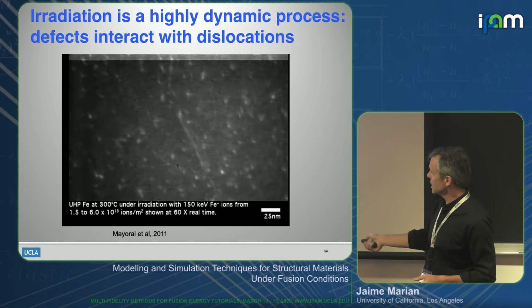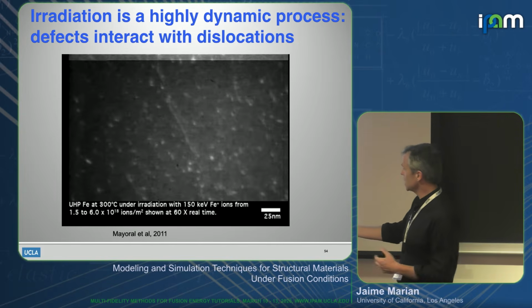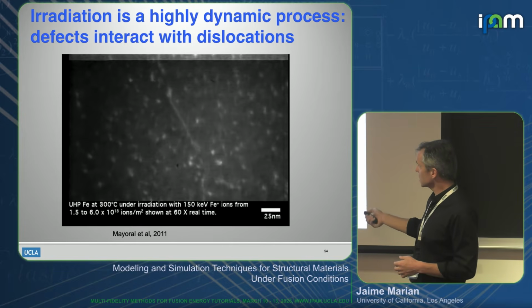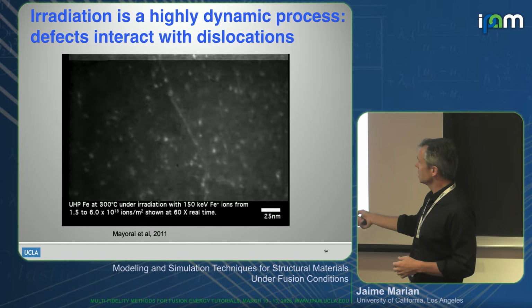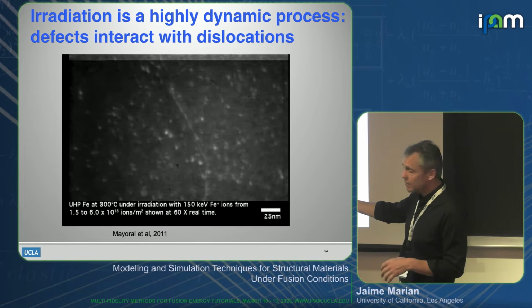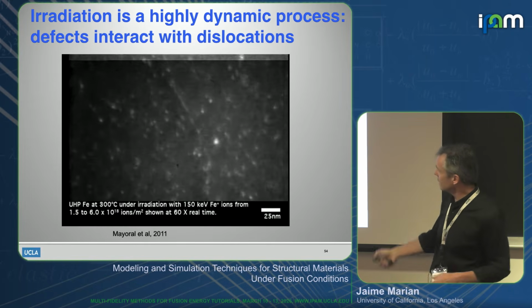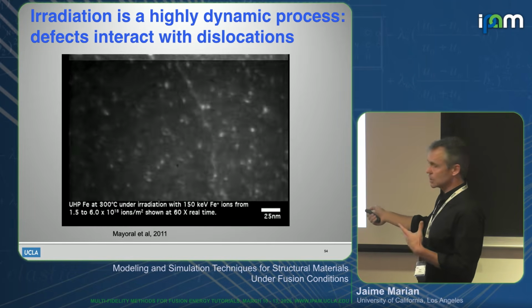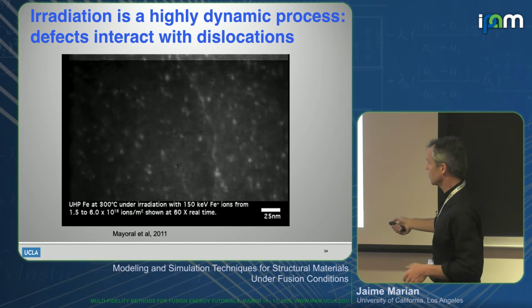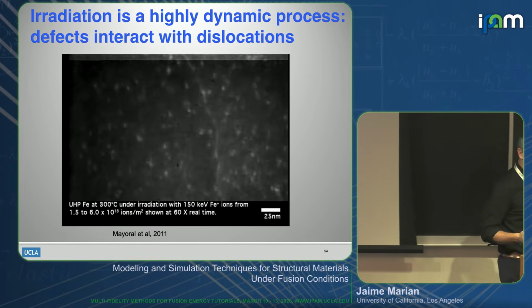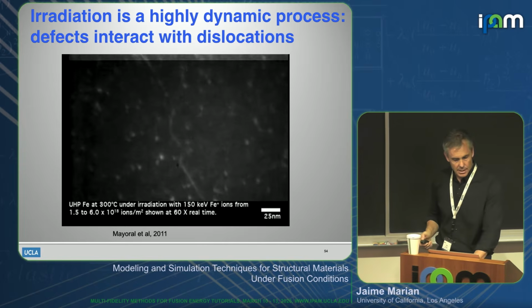So there are these lines that you see here, and you see how in this in situ irradiation experiment, the dislocation interacts with all of these defects. And the defects are moving as the dislocation is moving. And the question is, what is going on, right? What sort of processes are taking place here? So again, we have to go and simulate these things.